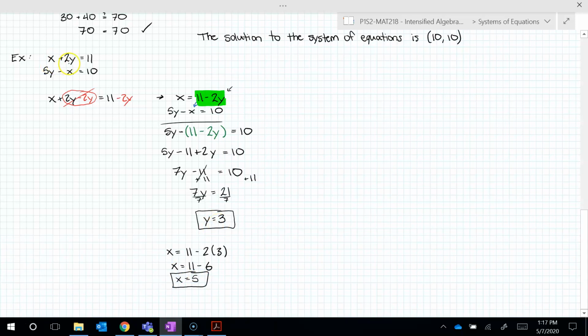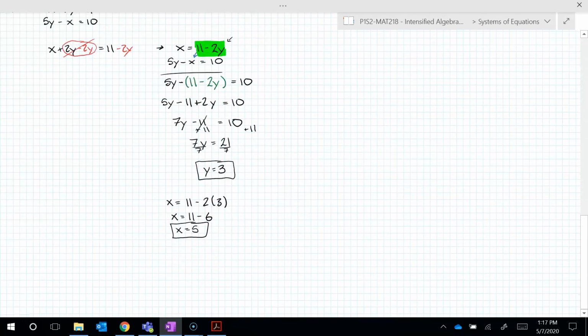I have 5 plus 2 times 3 is 11. That's kind of what I used to find the x, but let's check it in the other one. Is 5y minus x equal to 10? Well, 5 times 3 minus x is 5. Is that equal to 10? 15 minus 5. Yes. Right.